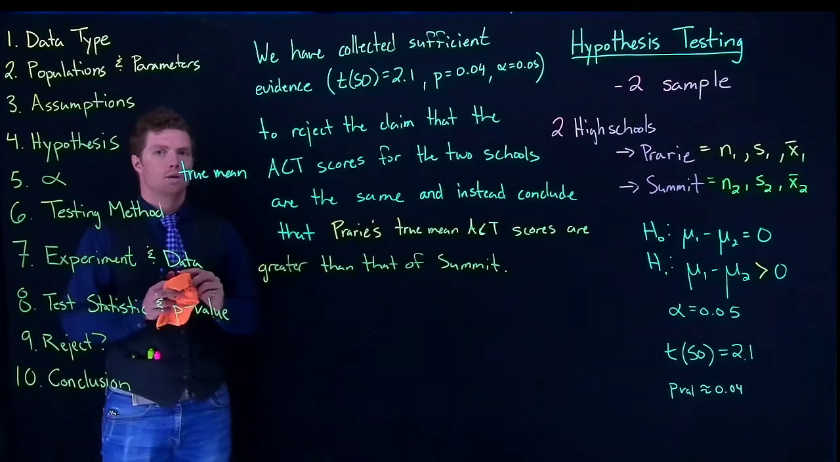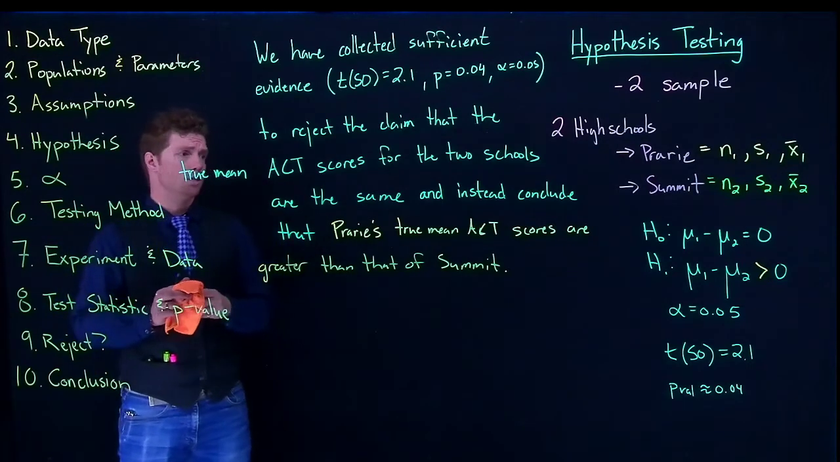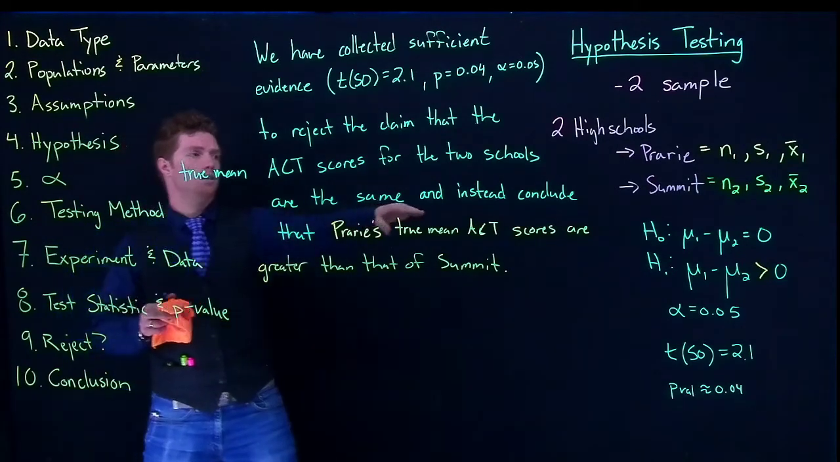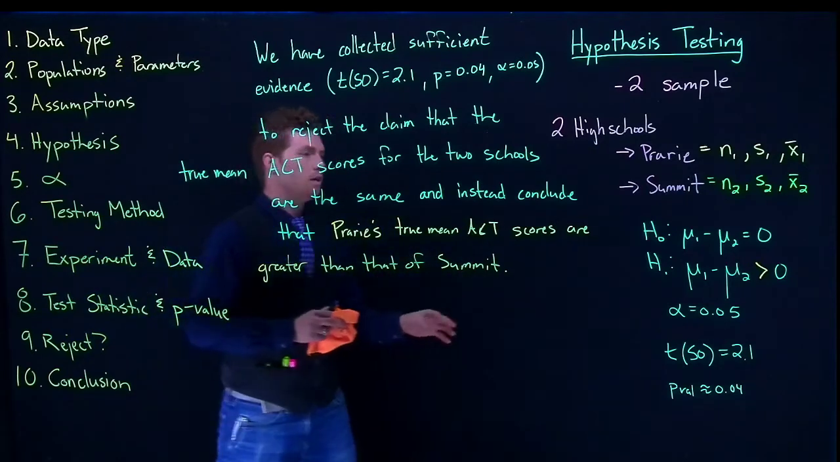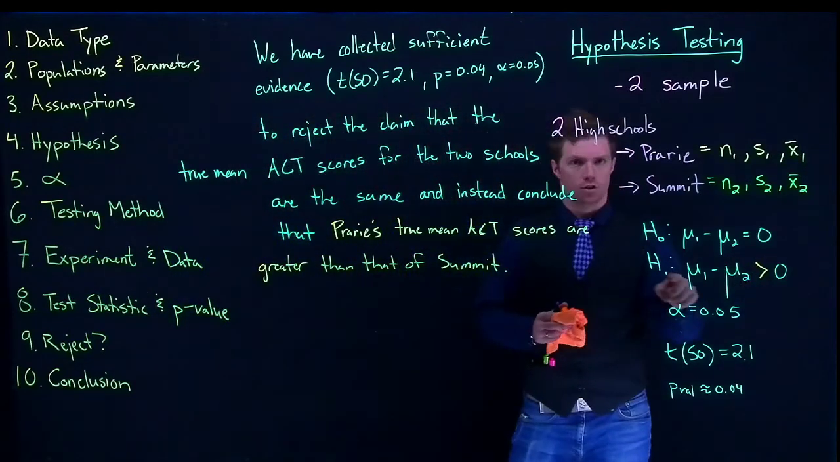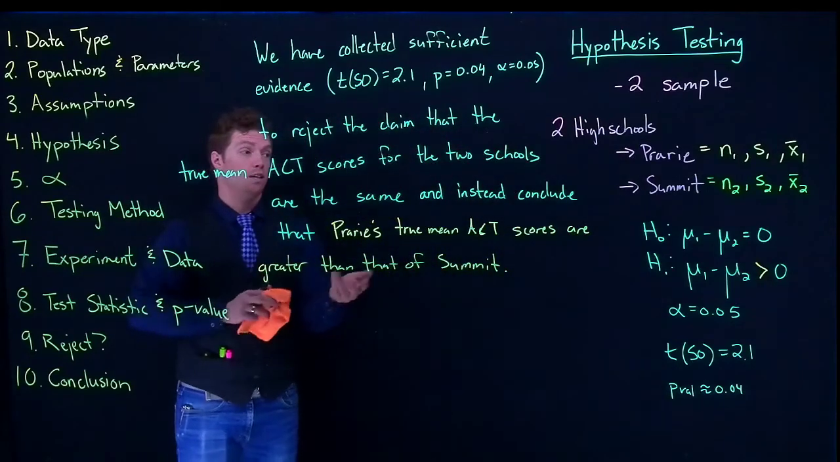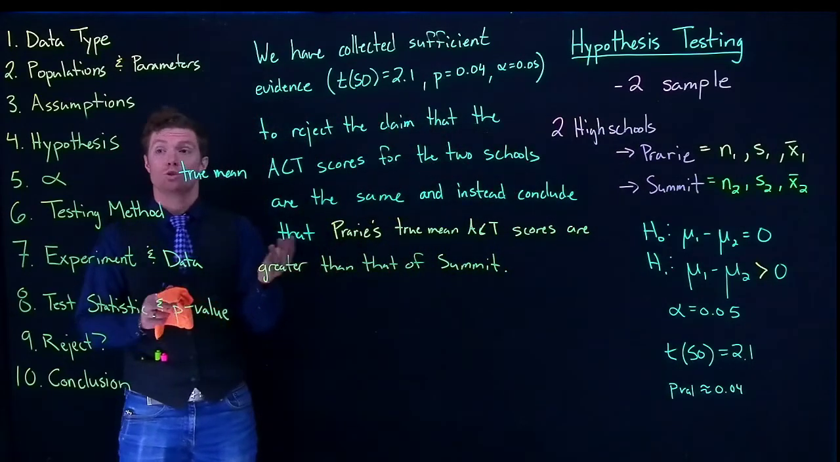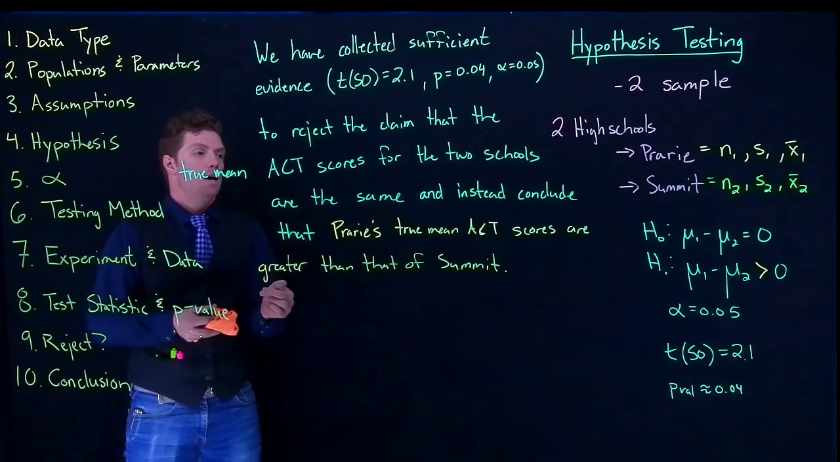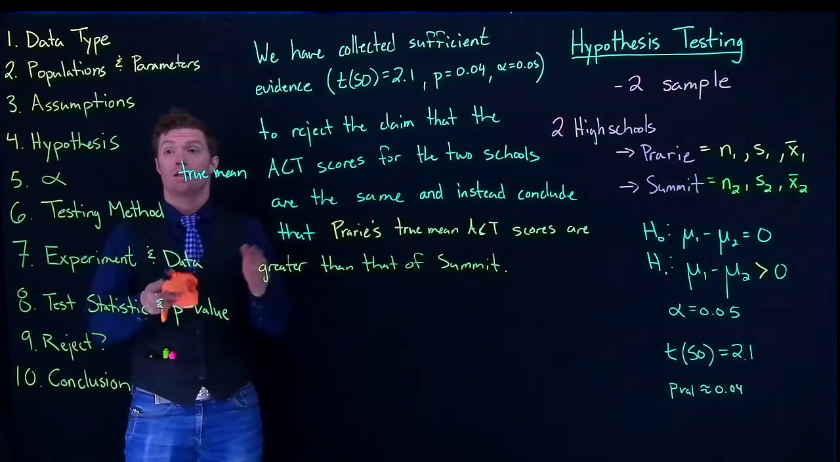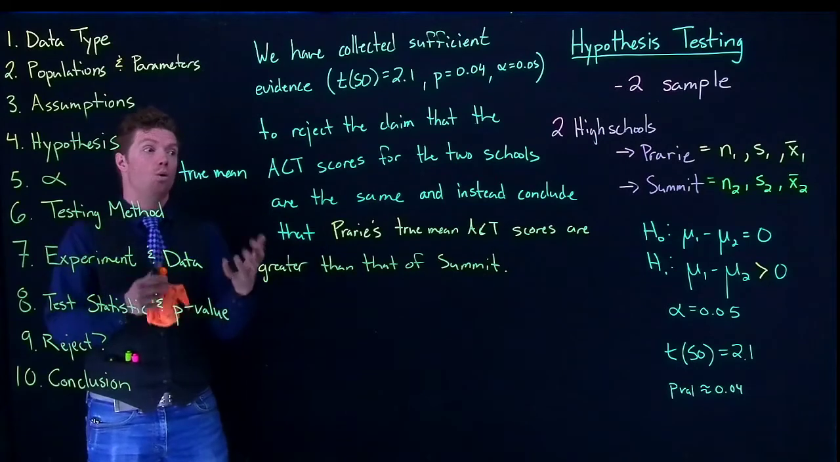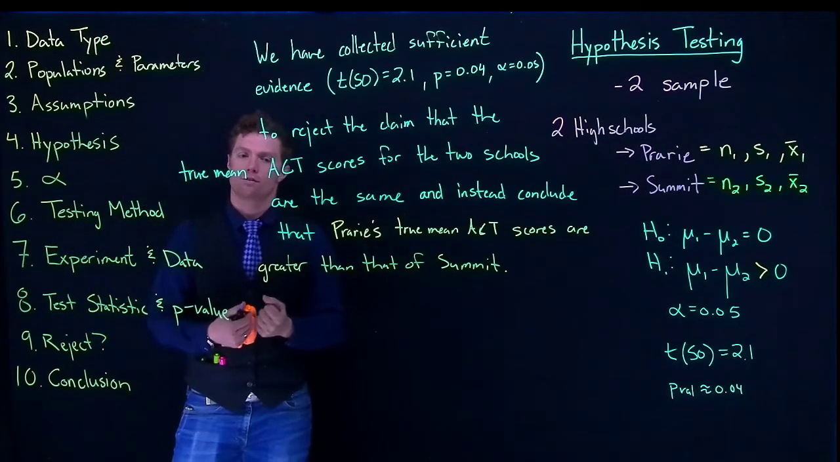That of Summit. All right, so for this first part of our conclusion, the only thing that I'm able to put in this conclusion part is whatever I have stated in my alternative hypothesis. So this is why it's kind of nice to do a one tail, because if we find significant results, we can say which one we think is bigger than the other. If we don't know what's going on though, if we just think something is different, then that's the only thing that we can conclude, is that they are different from one another.